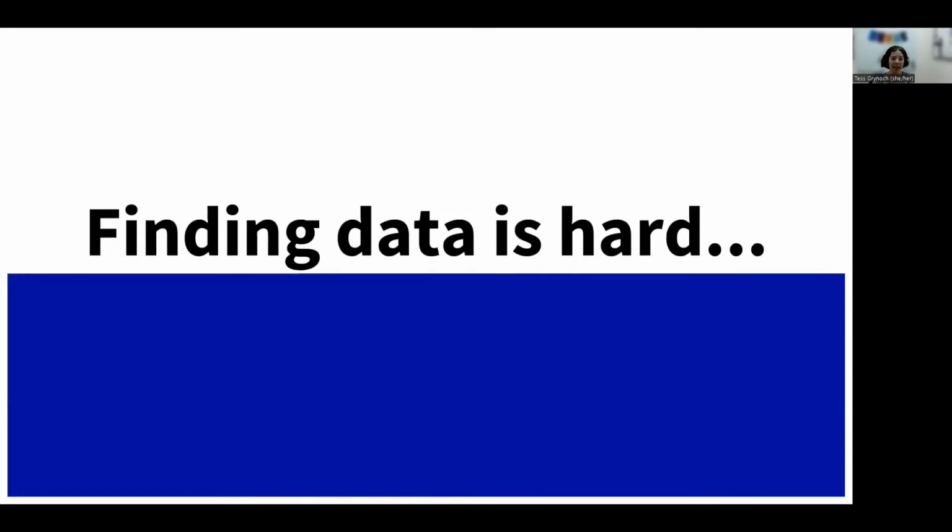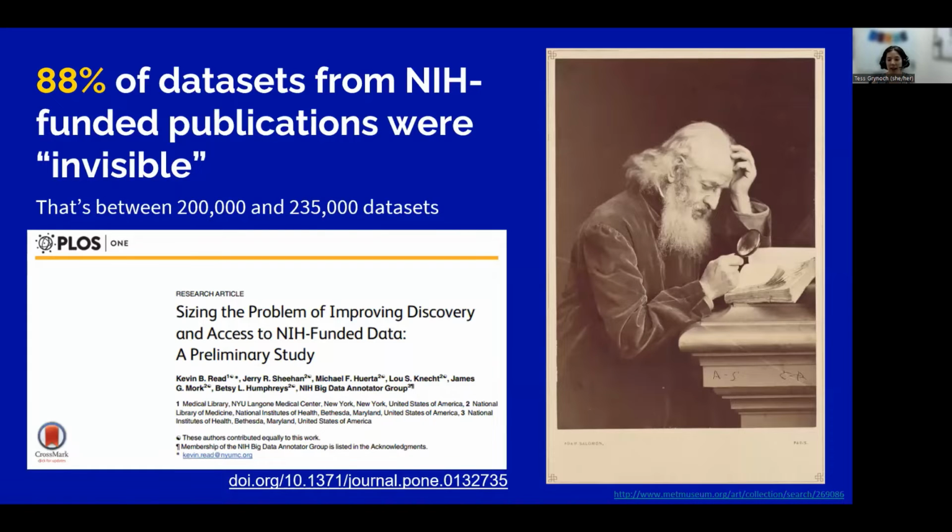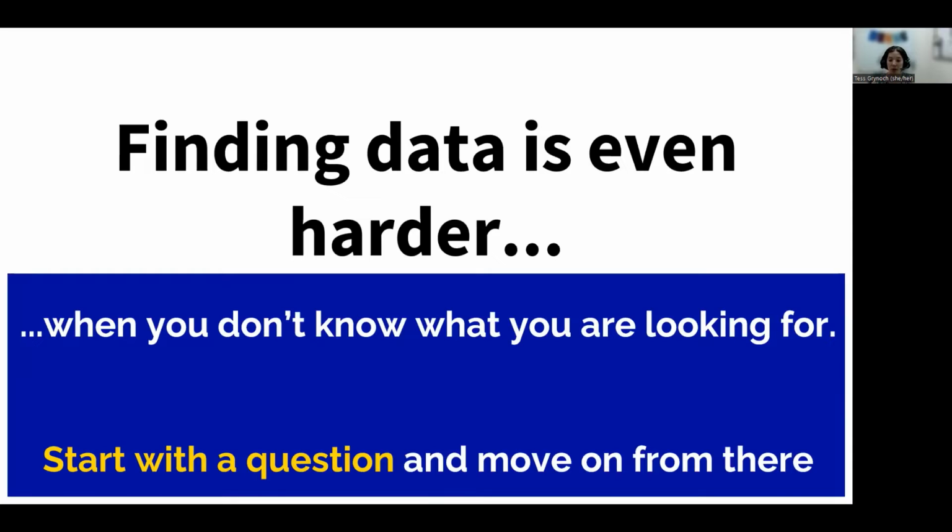First off, finding data is hard. In fact, of all the NIH-funded journal articles that were published in 2011 located in PubMed Central, 88% of data sets were invisible. That's approximately over 200,000 data sets. However, finding data is even harder when you don't know what you're looking for. So when you're searching for data, you want to start with a question and move on from there.